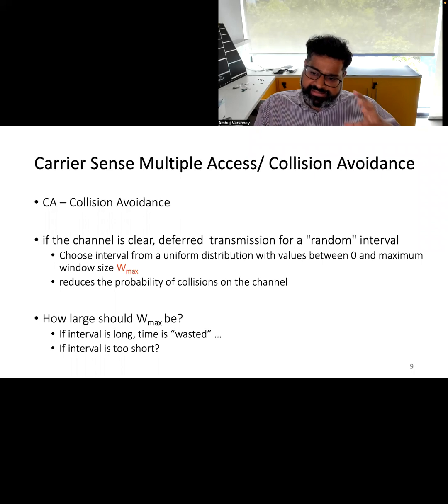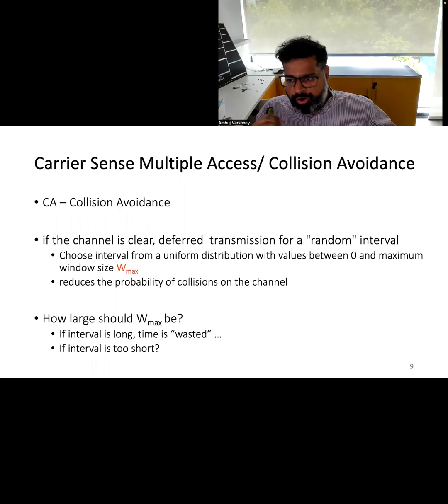It selects a random interval, which may be chosen from a uniform distribution between 0 and a maximum window size, and it uses this window size to defer the transmission to a particular period of time. So why is choosing an appropriate window size crucial for the efficiency of the CSMA/CA mechanism? Because if the value of W is large, it minimizes collisions, but it can lead to underutilization of the channel and excessive waiting, and vice versa.